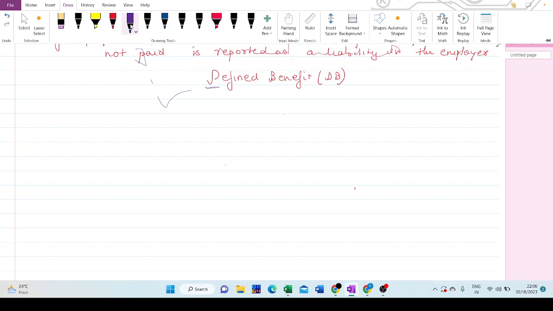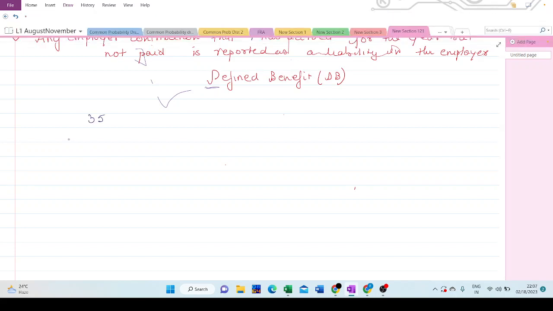So basically, say the employee retires at 60. The employee started working for the company when he was 35. Now he retires at age 60. So the employer promises that from the 61st year, I will pay you $1,000 till you die, till death. So I'll pay you $1,000 till you die.